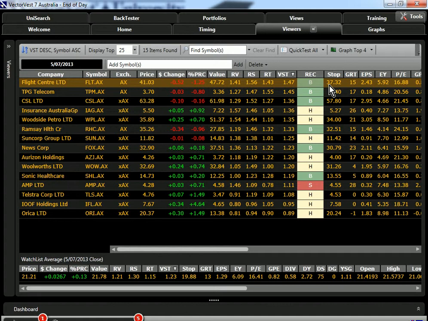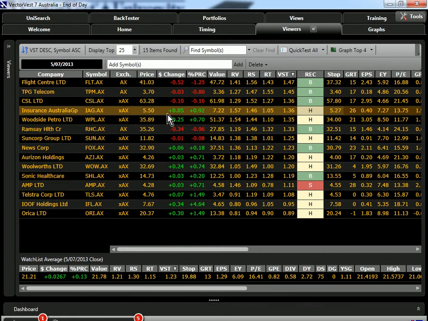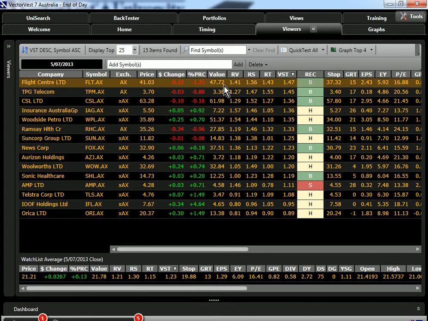For a stock to receive a hold, well, the price of the stock has to be above the stop price, but one of the other three factors to receive a buy is not met. In this case, since the RT and the VST are above 1, this stock's price is not diverging away from the stop price.